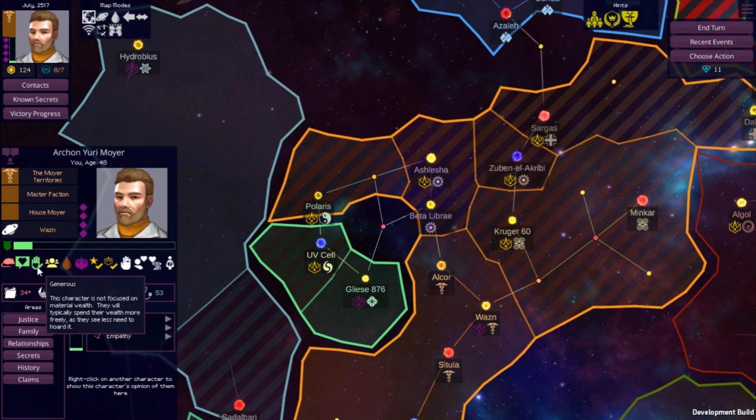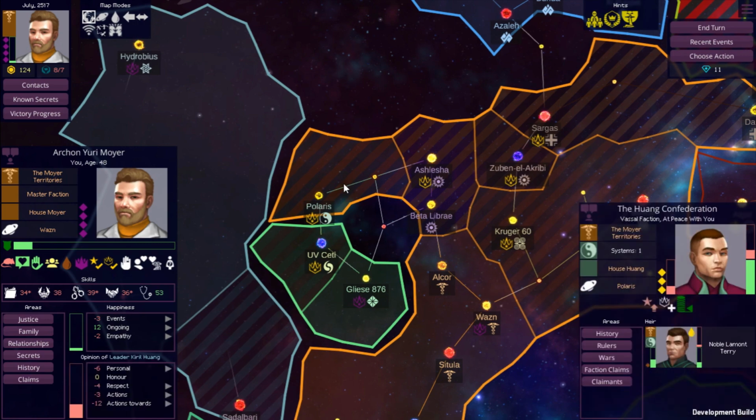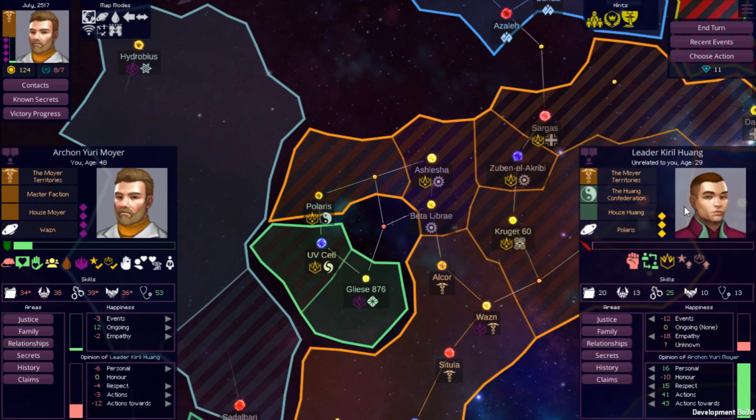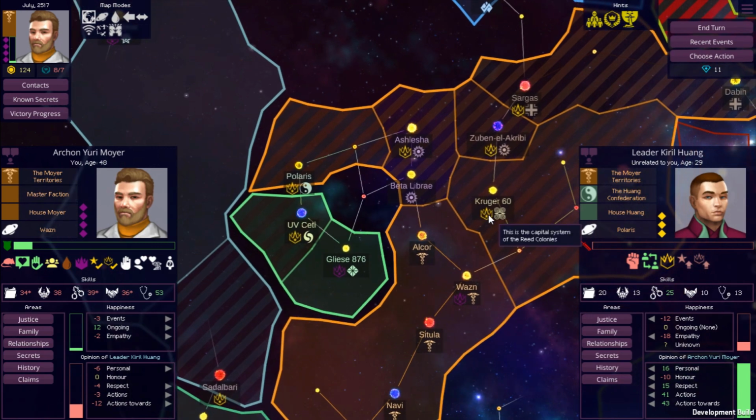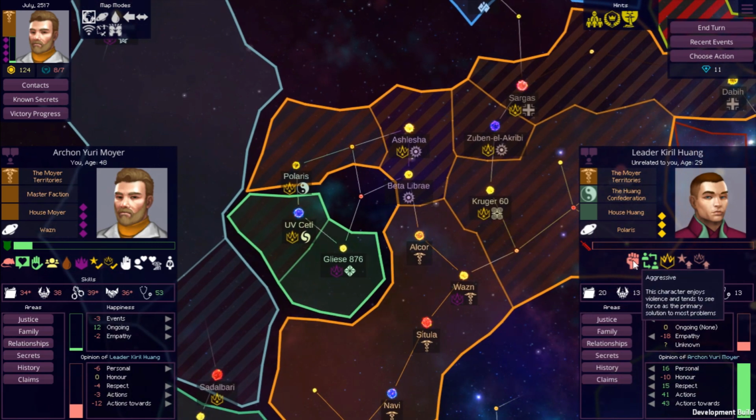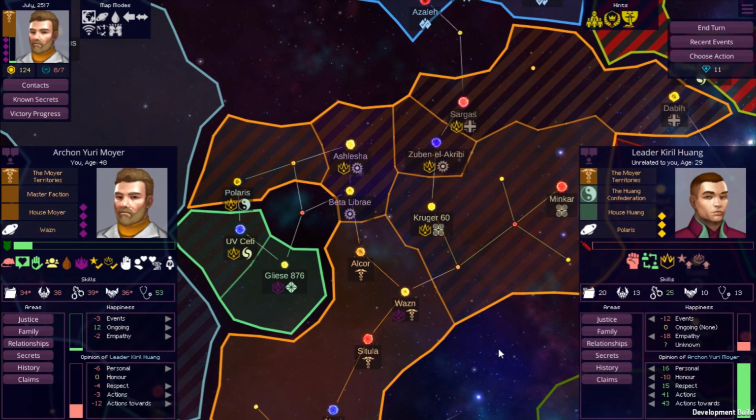So the personality of a character is described through traits. You can see that this character is generous, they're considered forgiving, but unfortunately they're also thought of as a bit of a coward. Now, these traits affect the way that characters will behave. So for example, if I look at this vassal leader of mine, we'll see that he's aggressive. Well, that immediately tells me I need to be a little bit more careful about this vassal because they're likelier to rebel.